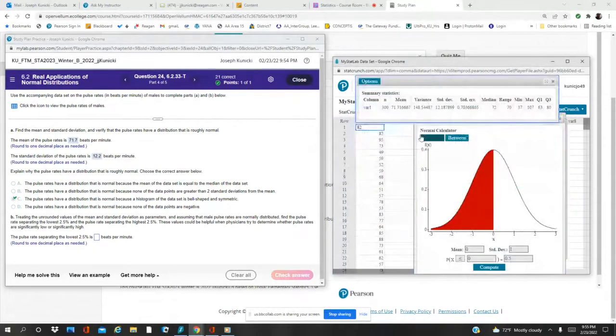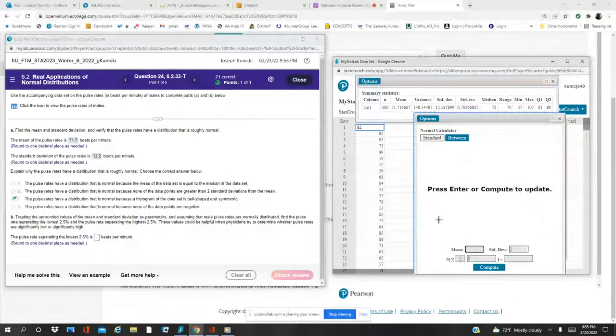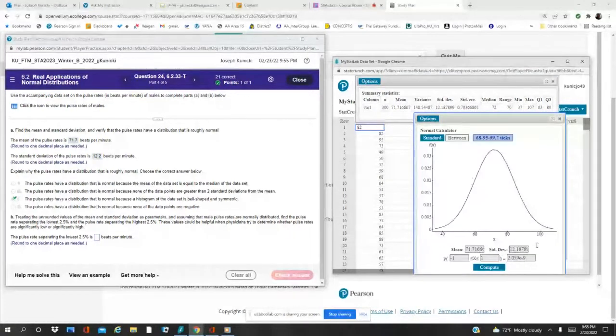unrounded means. Well, in the answer we gave above, we rounded it. So now we're going to do unrounded. Unrounded is 71.716666. The standard deviation is 12.187899. And we want, now I'm going to do Between, because if I want 2.5% in each tail, it's going to be centered. The middle is going to be 95%.